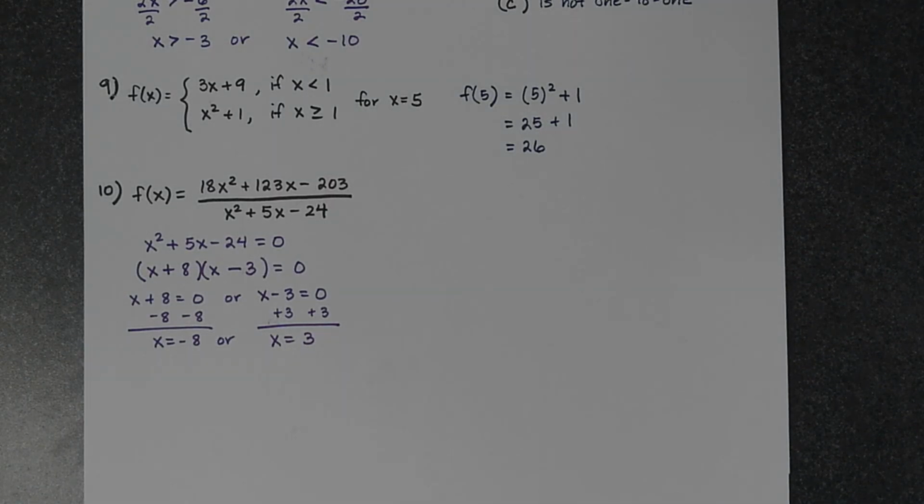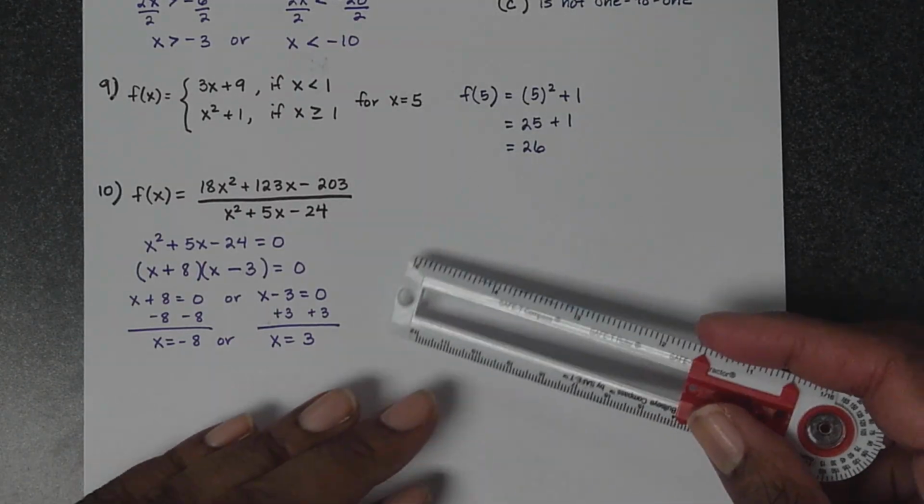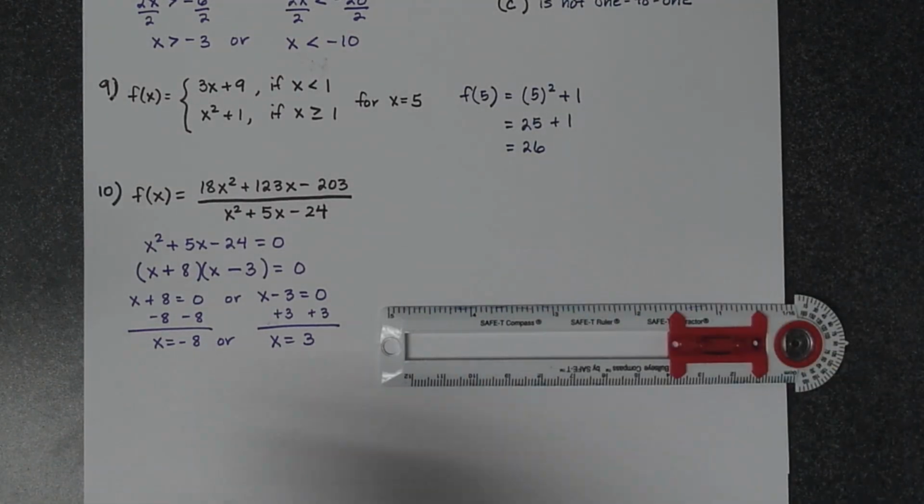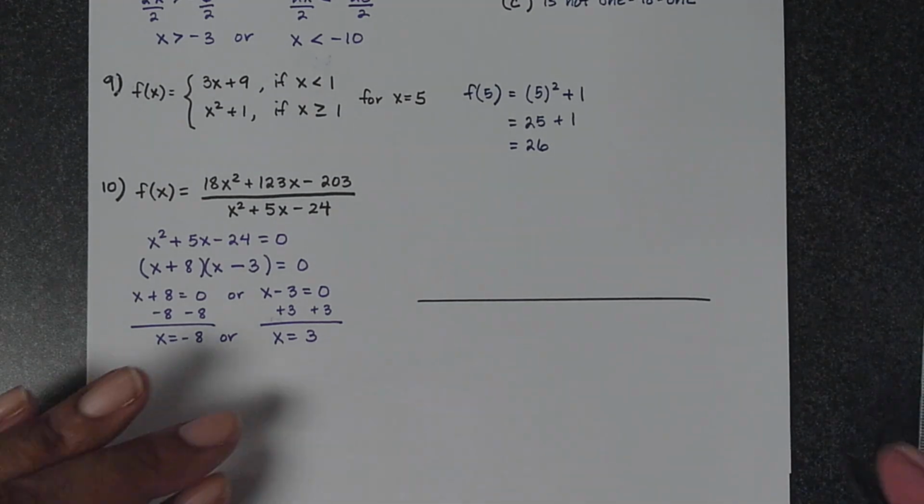All right, now let's say I want that answer, my domain, to be in interval notation. Now, if this helps, you can draw a number line like this.